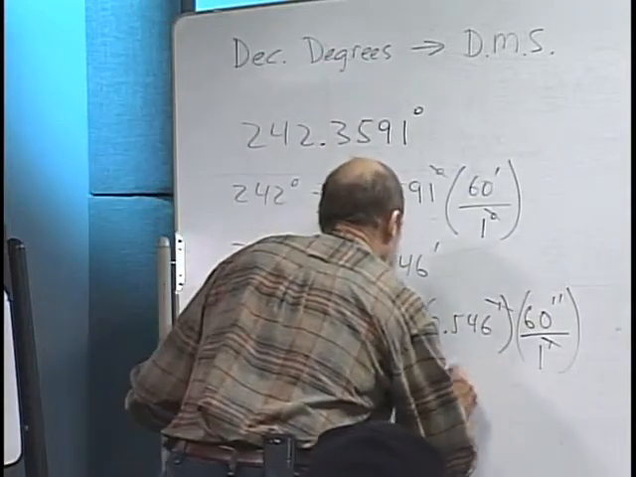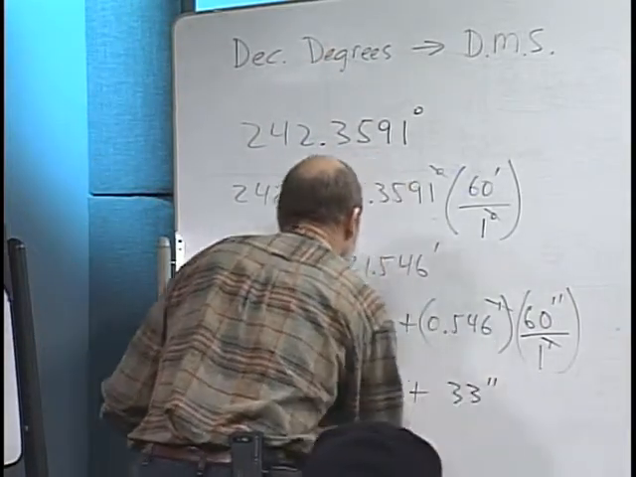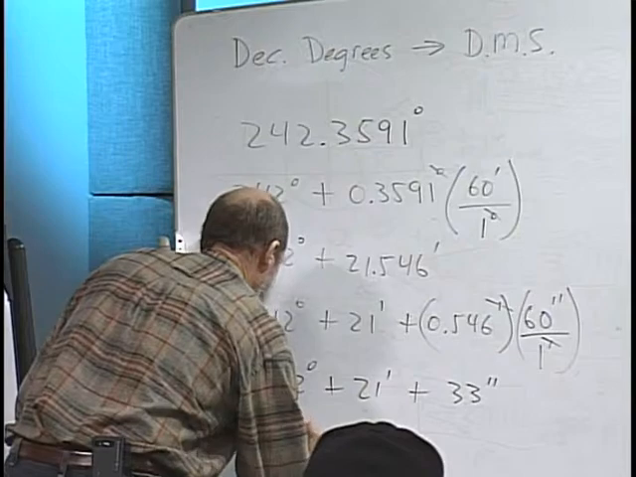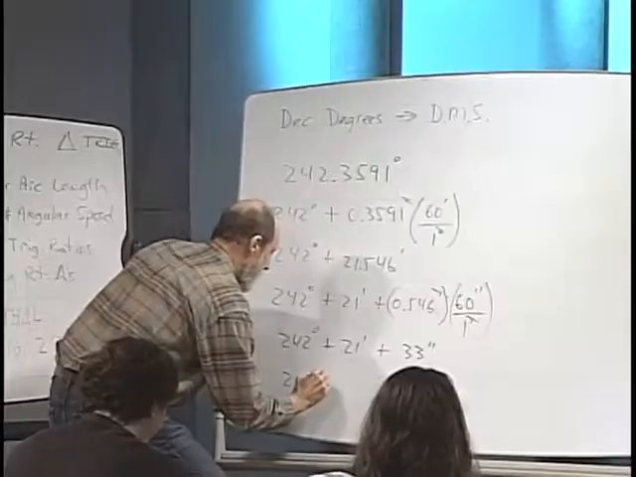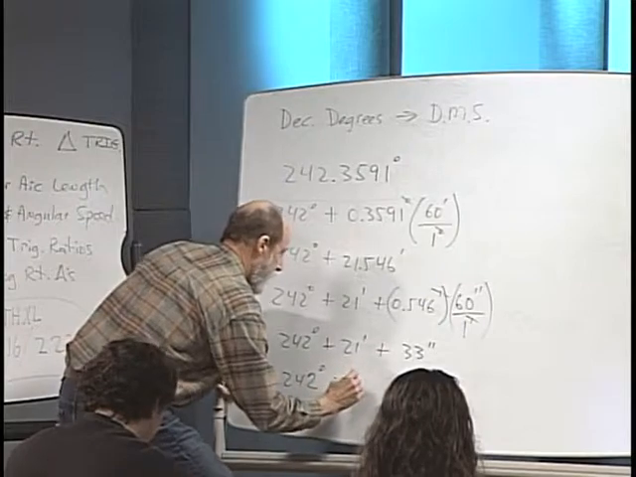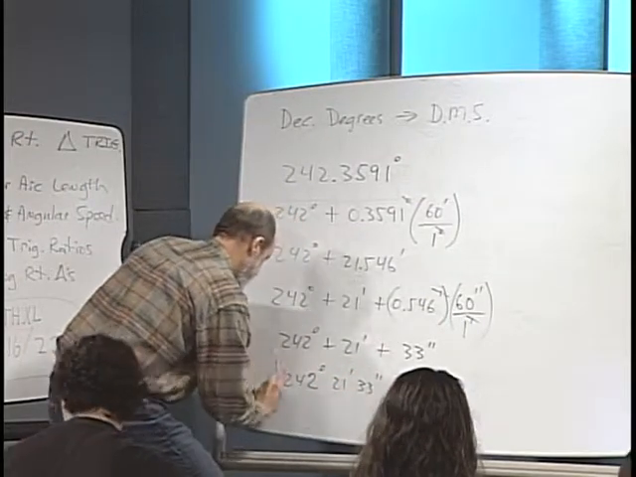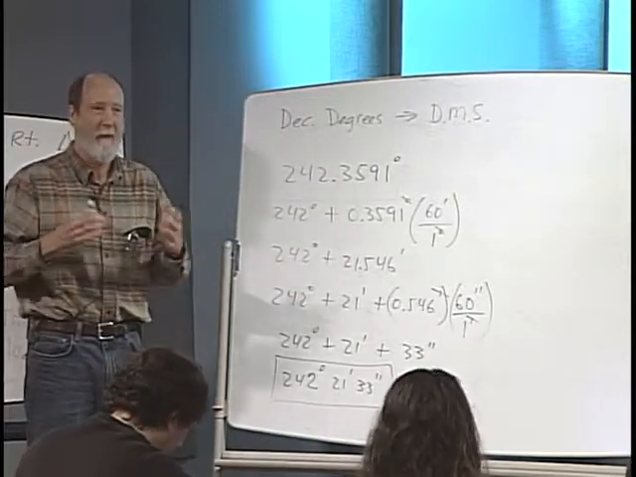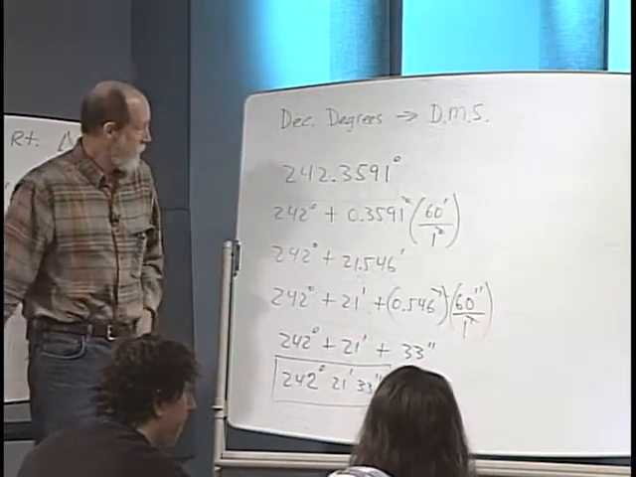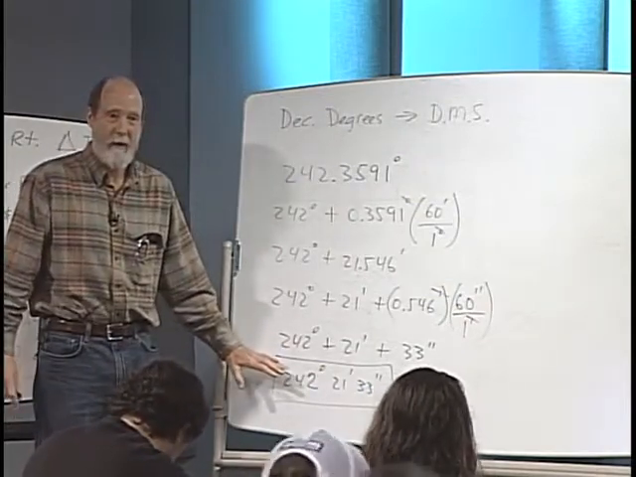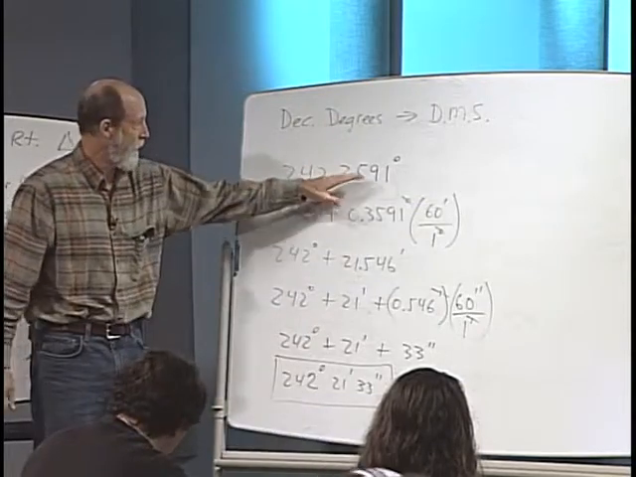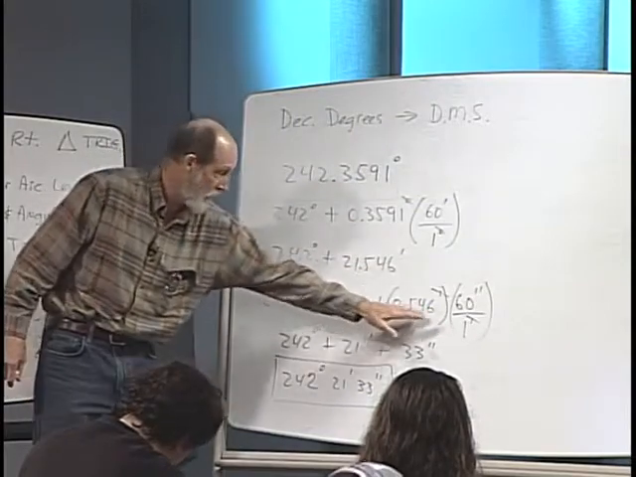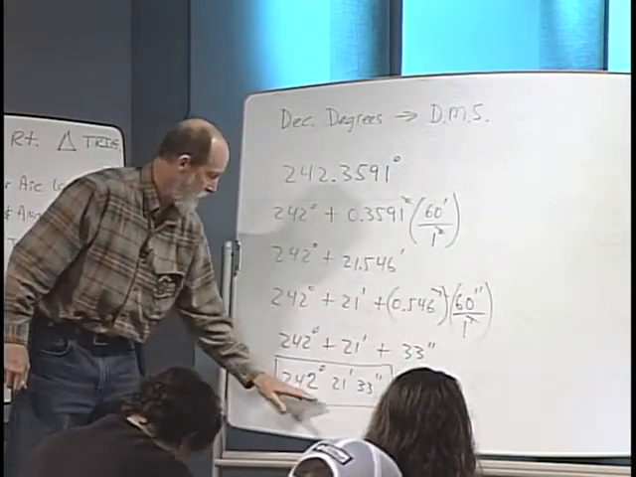Okay? So the way you'd write this then is you'd write this as 242 degrees, 21 minutes, 33 seconds. It's that simple. Now, I want you to know how to do this by hand, like I just did. It's real simple. You just break it out with the decimal portions of the degrees first, and then break out the decimal portions of the minutes second next, and then finally you obtain the final result.